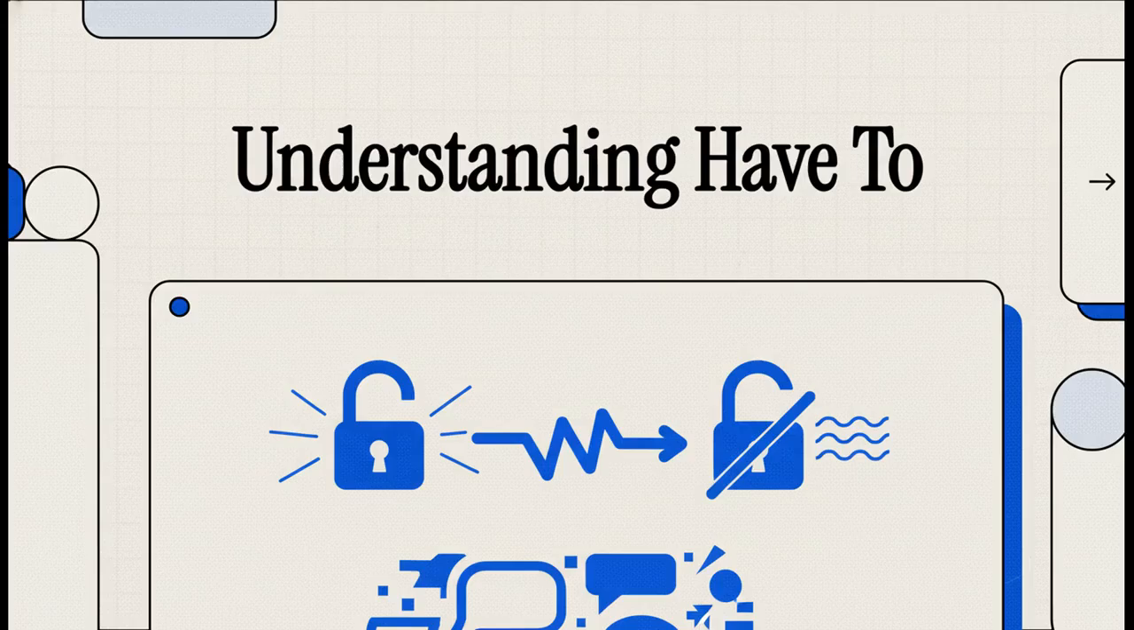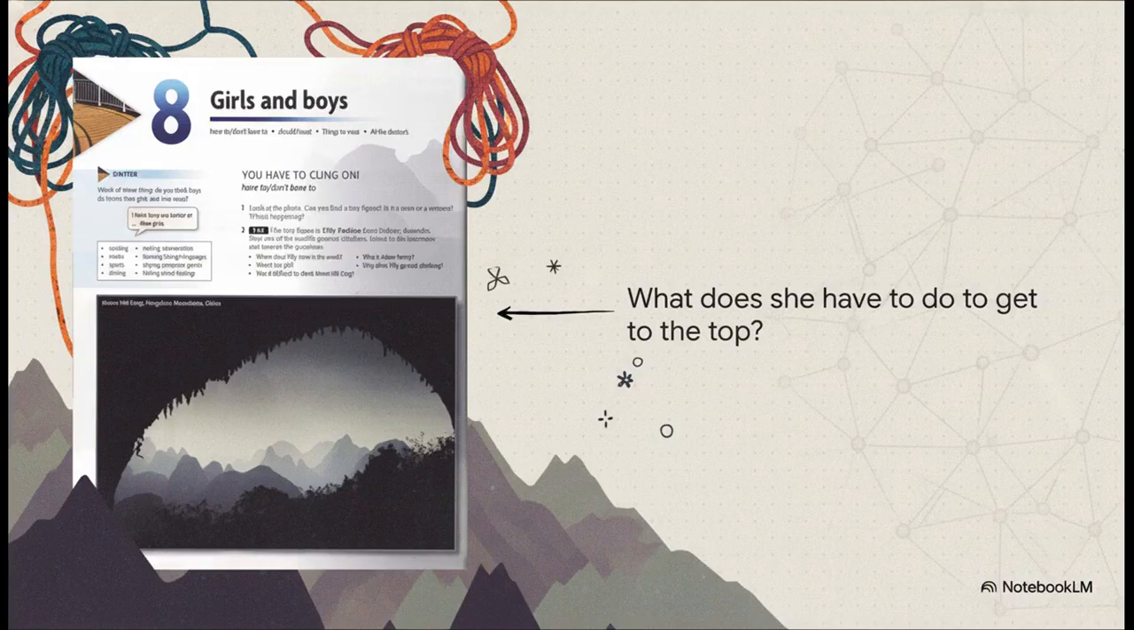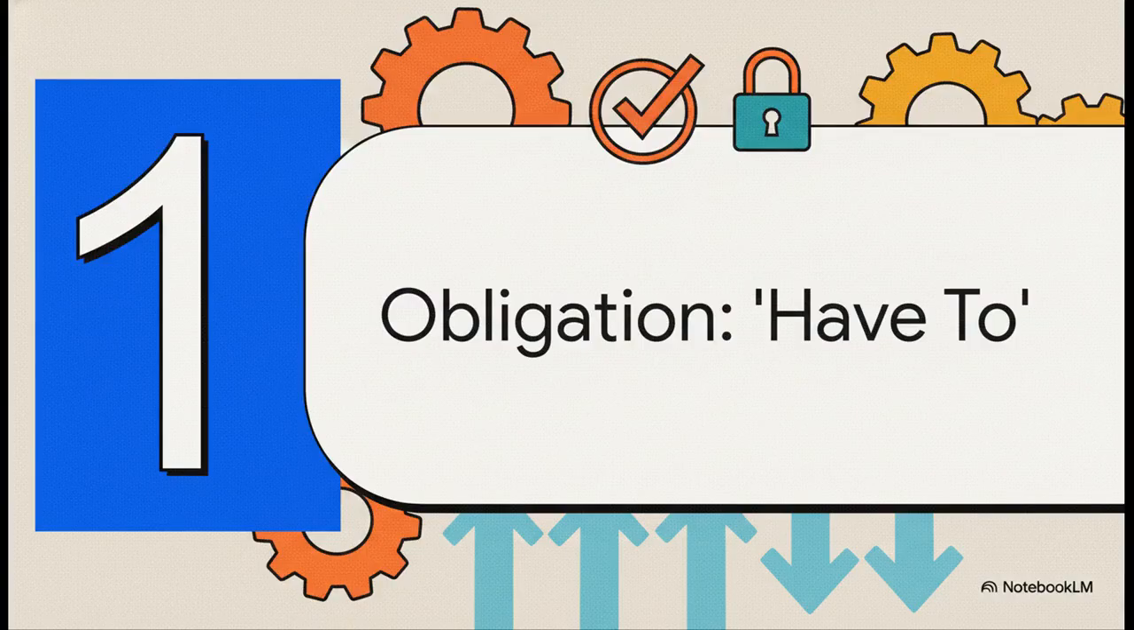Let's jump right in. So just look at this climber. Pretty amazing. To get all the way to the top of that rock, what does she have to do? That question right there gets us to the core of our first big idea, obligation. All right, first up is the positive one, have to. This is our go-to phrase when we're talking about things that are necessary, things that are an obligation.